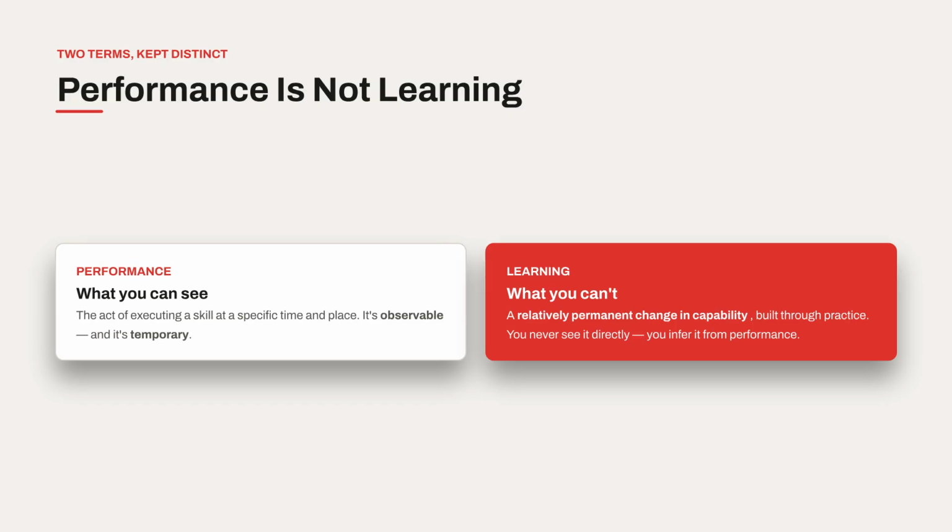So let's draw the crucial distinction precisely, because everything depends on getting these 2 terms straight. Look at the left card, performance. Performance is simply observable behavior, the act of executing a skill at a specific time and in a specific place. When you watch someone serve a tennis ball right now, you are watching a performance. And notice 2 things about it. It's observable, you can see it, and it's temporary. It's just this one moment.